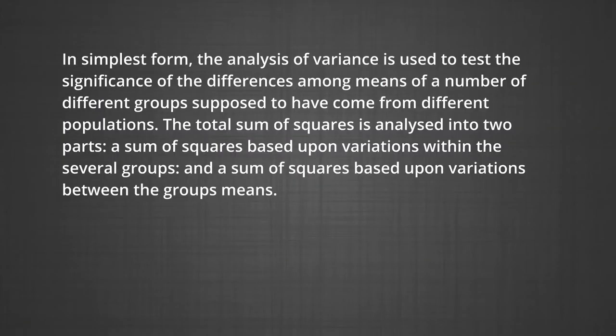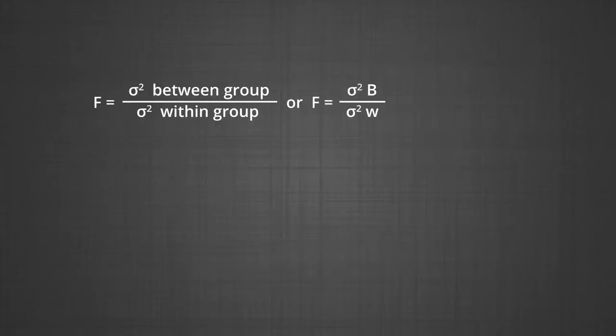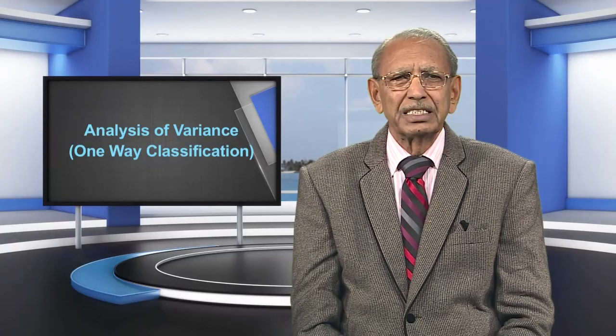Dear students, in its simplest form, the analysis of variance is used to test the significance of the differences among means of a number of different groups supposed to have come from different populations. The total sum of squares is analyzed into two parts: a sum of squares based upon variation within the several groups, and a sum of squares based upon variation between the groups. Then, from the two sums of squares, independent estimates of the population variance are computed. The value of F is then the ratio between the two estimates of the population variance. The formula for this is F is equal to variance between upon variance within. In short, we can write it like this: variance B upon variance W, in which variance is the standard symbol of population variance.